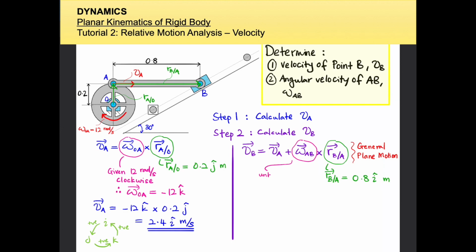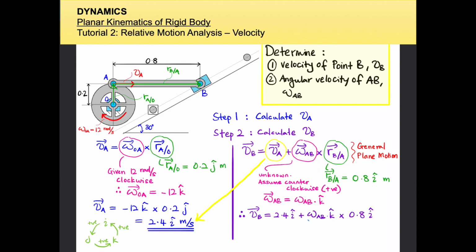Omega AB is not given, so we will assume that it is positive. Therefore, the vector omega AB is equal to omega AB K. Take the value of VA from previous calculation. Now substitute all the values in the equation of VB.